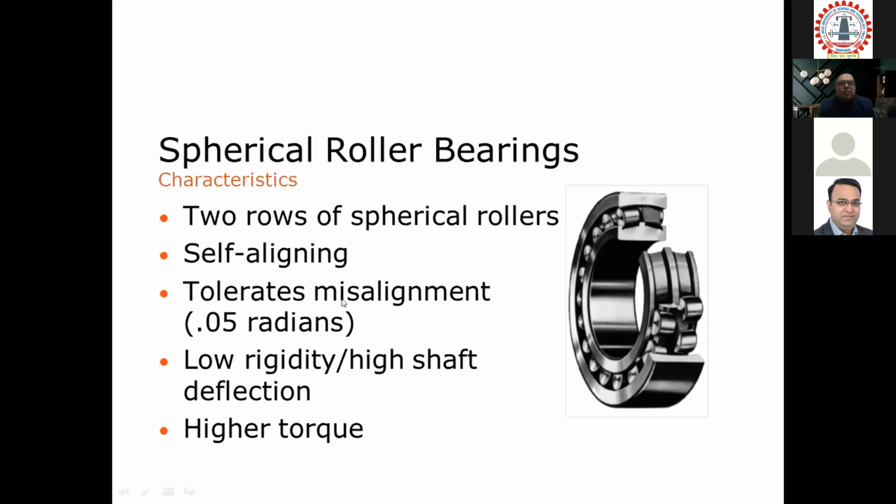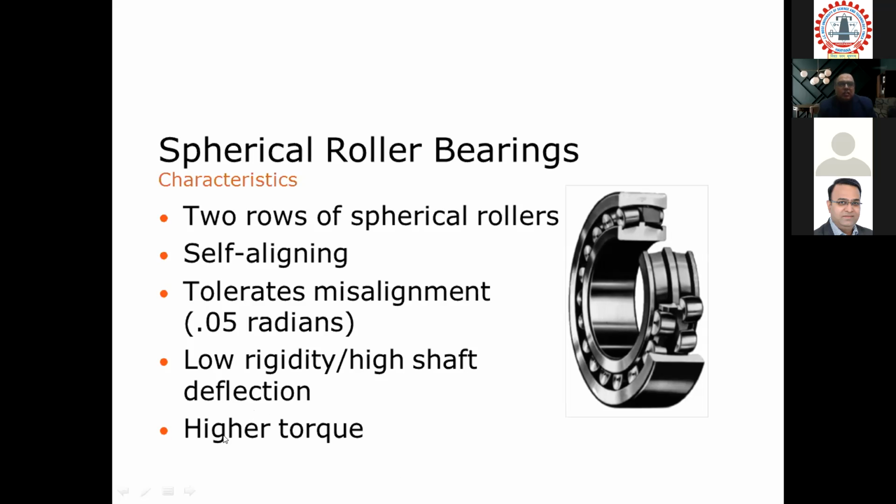However, because of taking misalignment, it will always have a low rigidity and high shaft deflection. So think of an application where you require high rigidity or low shaft deflection or very high stiffness in the shaft, like machine tool. In no way can you think of using a spherical roller bearing in those applications. But think of the other end of the spectrum, where you require low to medium speed in heavy gearboxes, where you need to transmit high power, in cement plants, in steel rolling mills, etc. You can easily make spherical roller bearing at very low cost.